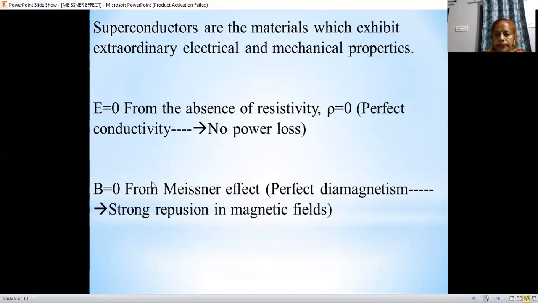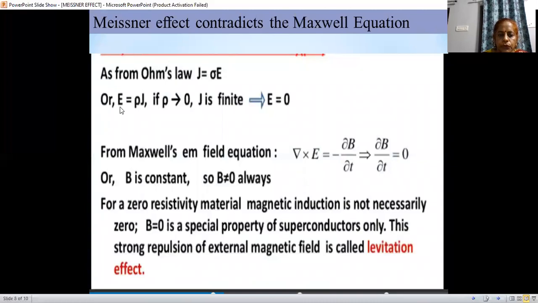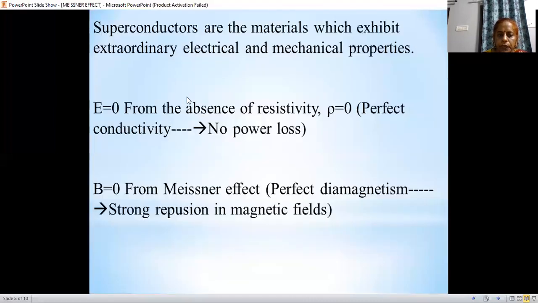So we can say that superconductors are materials which have extraordinary electrical and mechanical properties because of two important characteristic features. First is E equal to 0. Here, for E to be 0, we have used electrical resistivity to be 0. So E equal to 0 arises from the absence of resistivity. That means infinite conductivity, perfect conductivity. That means there is no power loss, hence making a superconductor a very powerful material.